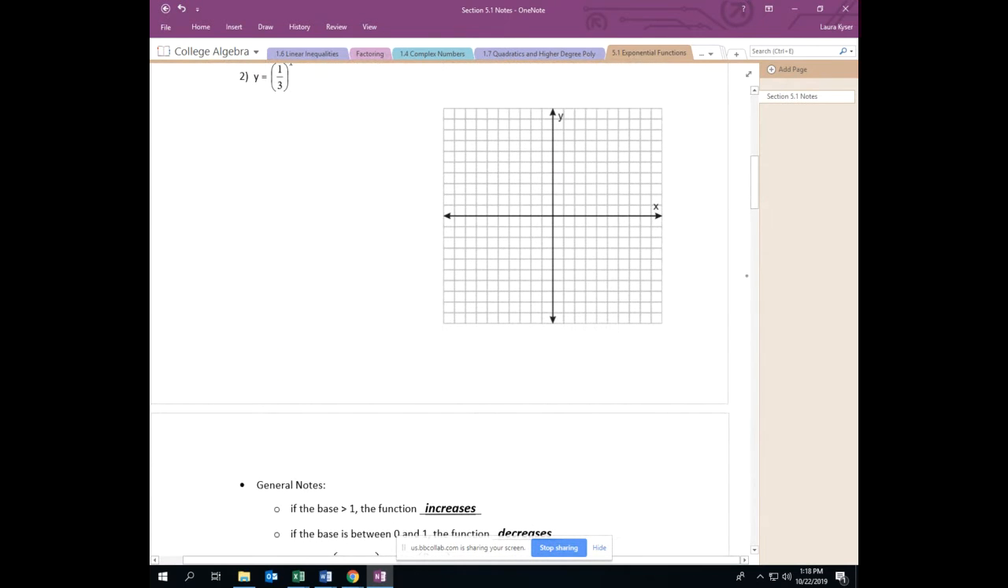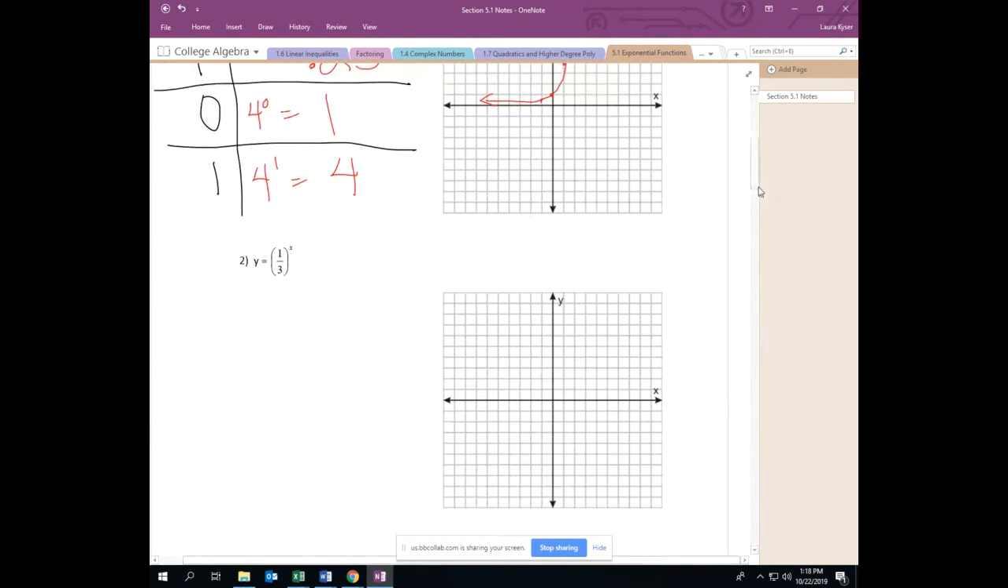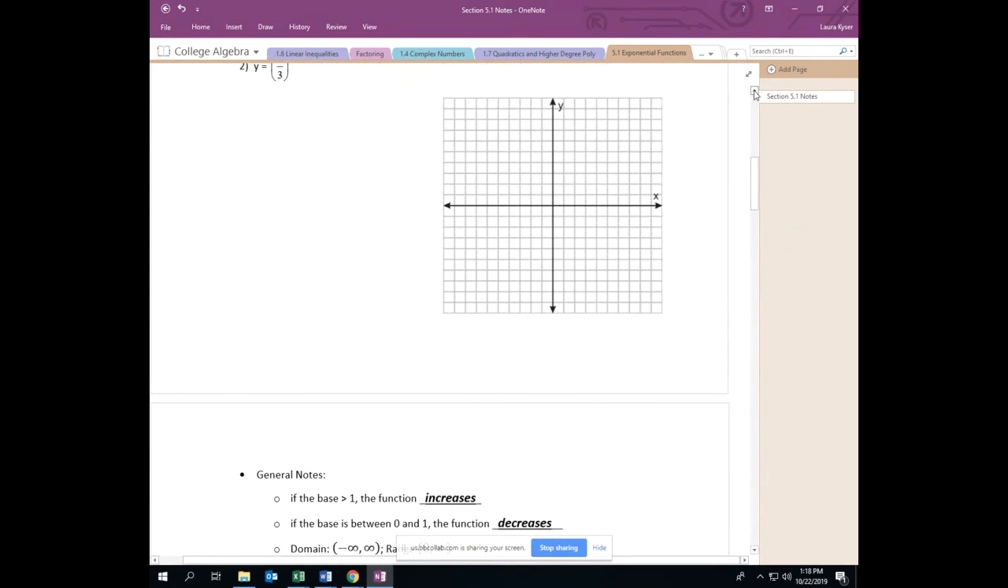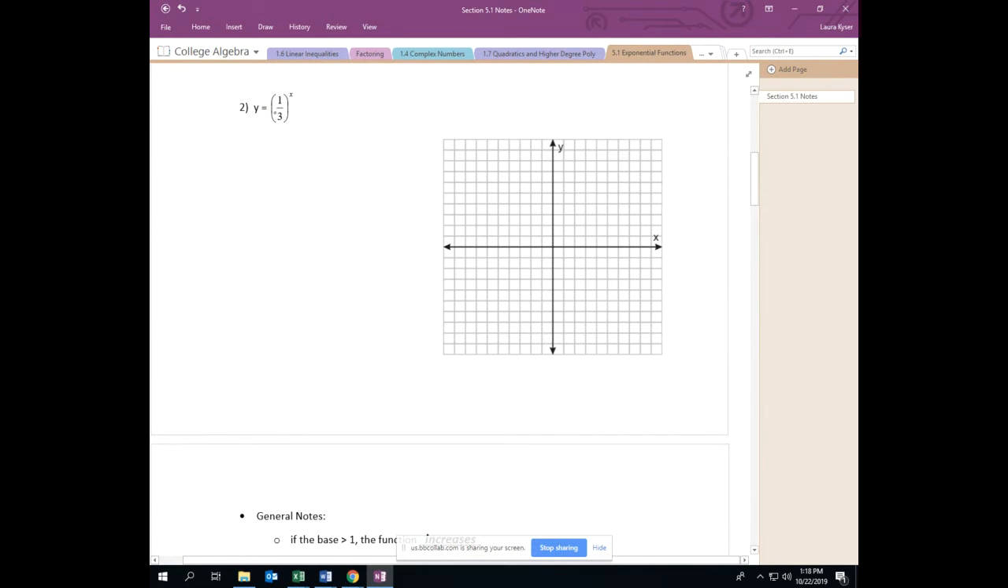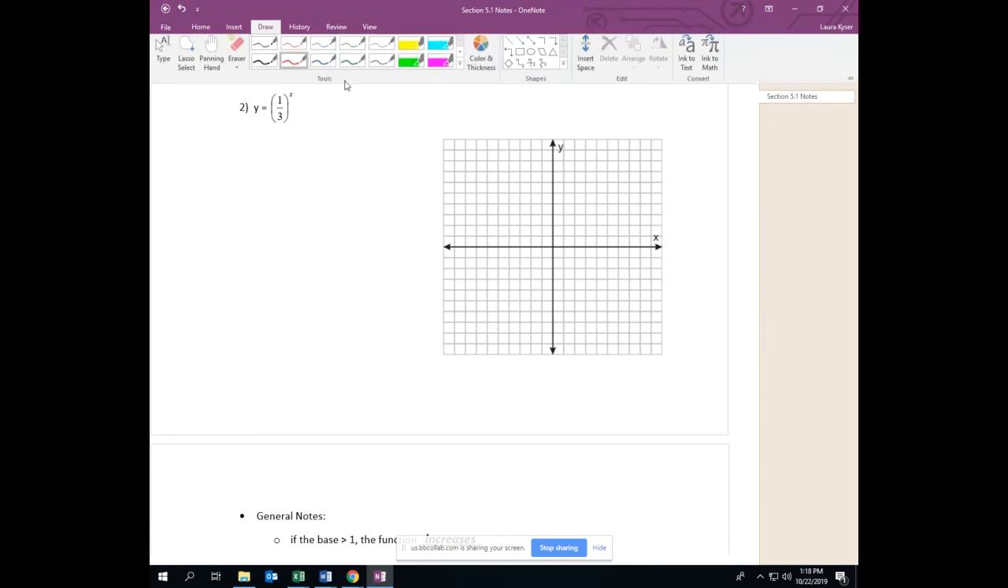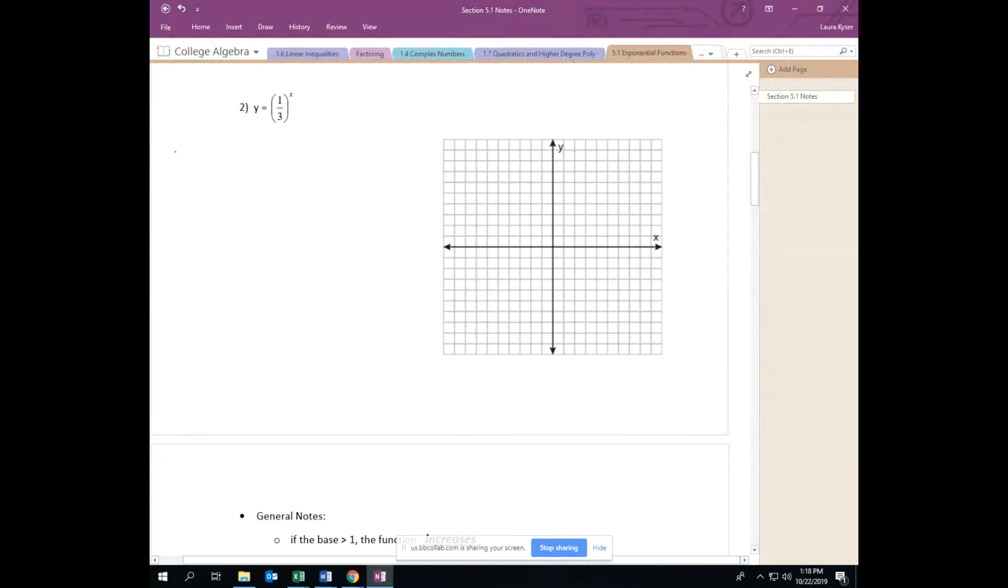Now, the second example has a base that is a fraction. So when we go to put this one in, if you don't have a fraction button on your calculator, you're going to have to use parentheses, 1 divided by 3. So just be careful when you're entering this in, so that you can make sure your calculator does the correct exponential power.